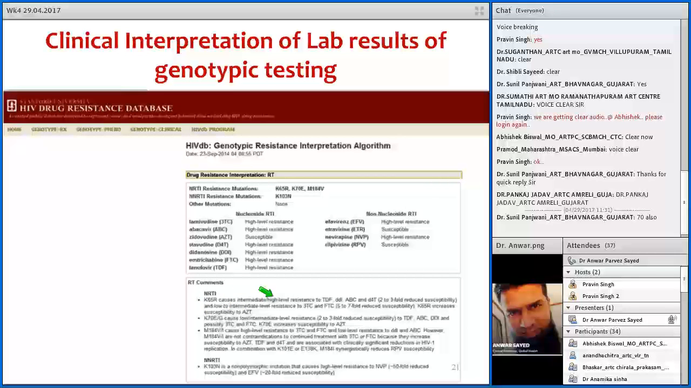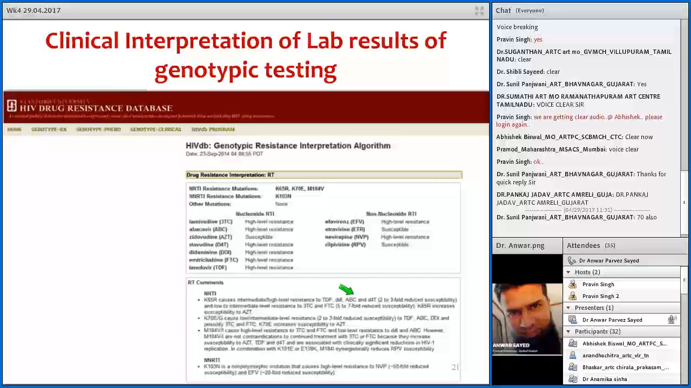K65R causes intermediate or high level resistance to Tenofovir. I'll stop here and just tell you that in other diseases, for example TB, if you see high level resistance, the drug is out. You are no more using this drug. But what is the benefit sometimes in HIV? Even if you have a particular mutation, that can be beneficial for the other drugs to be used. That can be a scenario. K65R causes intermediate or high level resistance to Tenofovir, DDI, Abacavir, D4T, 2 to 3 fold reduced susceptibility.